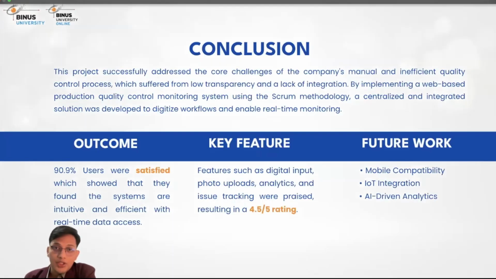So to conclude, what did we achieve? This project successfully addressed the core challenges of the company's manual and inefficient quality control process by implementing a web-based production quality control monitoring system using the Scrum methodology. A centralized and integrated solution was developed to digitize workflow and enable real-time monitoring. Our main outcome is a highly successful system with 90.9% of users satisfied. They found it intuitive, efficient, and valued the access to real-time data. The most praised key features were digital input, photo uploads, analytics, and issue tracking, which earned the system a 4.5 out of 5 rating.